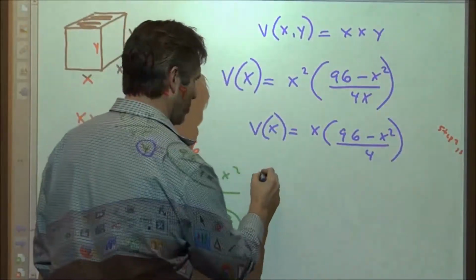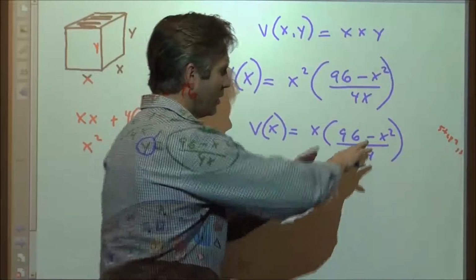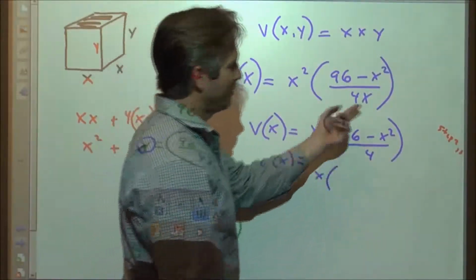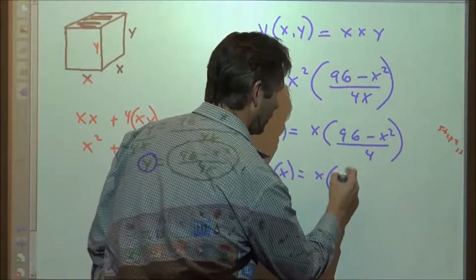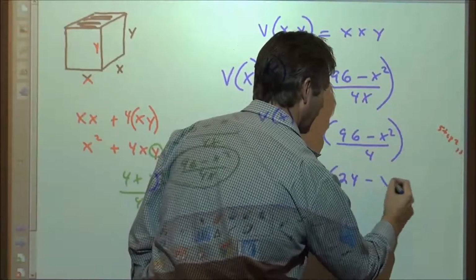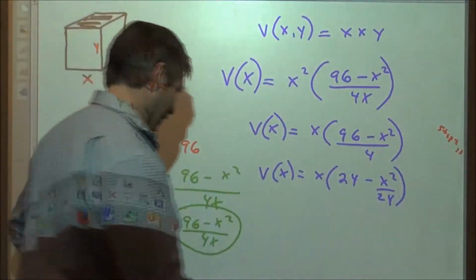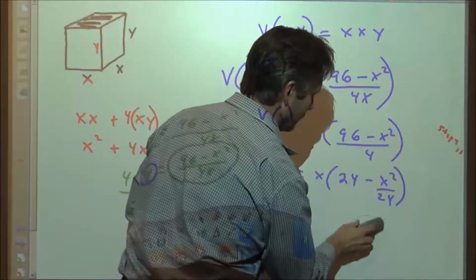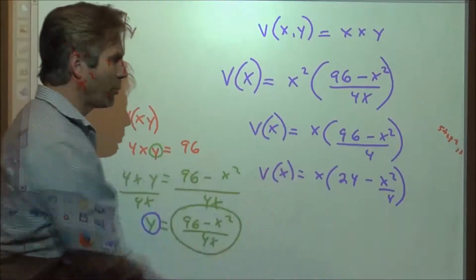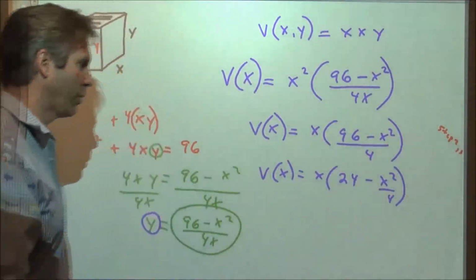And I would argue that we should probably just clean it up a little bit more and say it's x times, split this into two fractions. 96 is being divided by 4, minus x squared is being divided by 4. So 96 over 4 is 24, minus the x squared divided by 4. So there it is. That's about the way we'd want to leave it. We're done with step 3. We have our objective function for volume in terms of just one variable x.